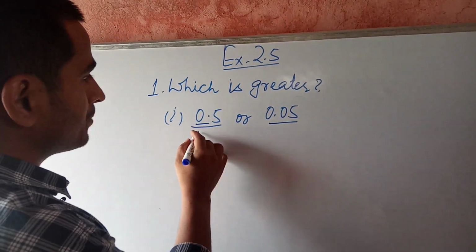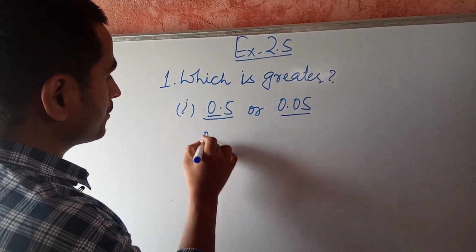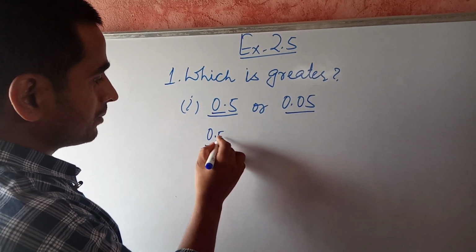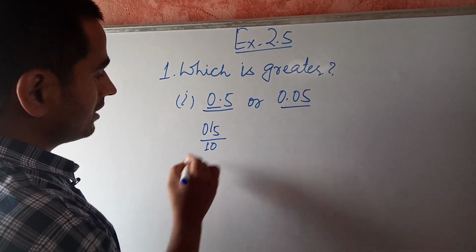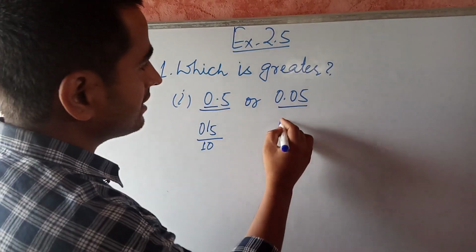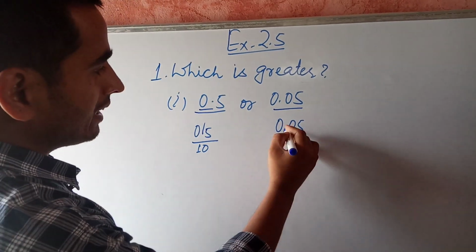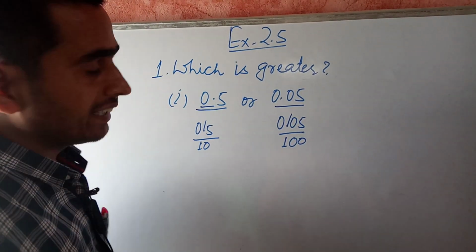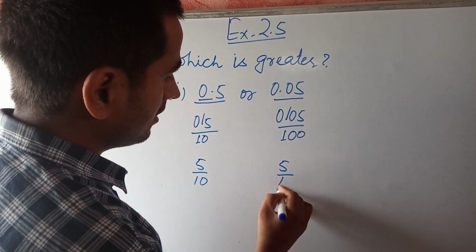Okay, 0.5 or 0.05. See here, this 0.5 can be written as 5 by, after the decimal there is one digit. So when we remove this decimal, we put 10 under 1. Similarly, this 0.05 we write as 5 by, when we remove this decimal, we put two zeros on 1. So it is 5 by 10 and this is 5 by 100.